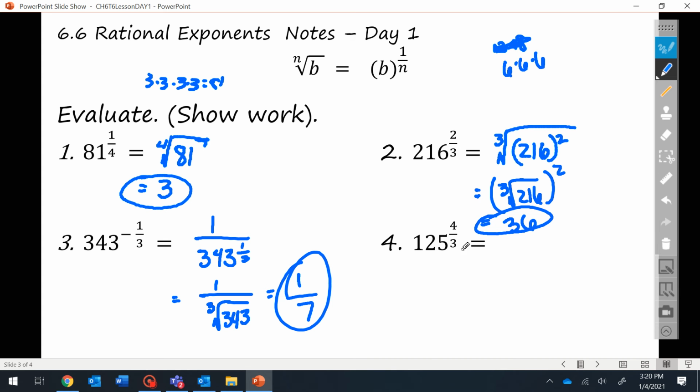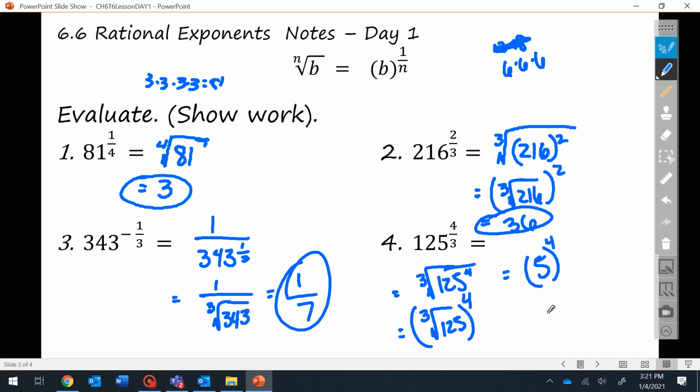Okay, 125 to the 4/3, so this is the cubed root of 125 to the 4th power. But remember, you can put that exponent on the outside to make it easier, because I don't know what the cubed root of 125 to the 4th power is, but I do know what the cubed root of 125 is, and I can raise that to the 4th power. The cubed root of 125 is 5. And 5 to the 4th power, 5 times 5 times 5 times 5, is 625. So 125 to the 4/3 power is 625.